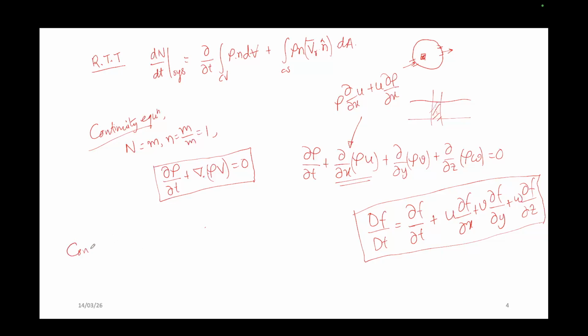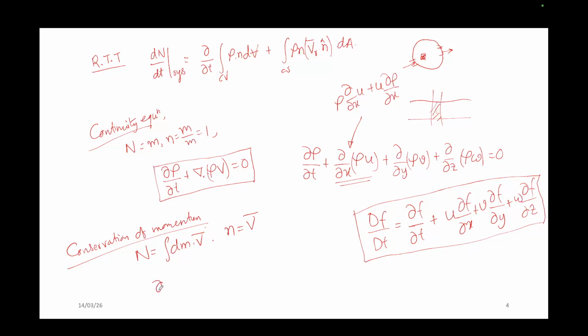Similarly, in the conservation of momentum equation, what do we have? Here we consider n as momentum, which is dm into velocity, right? And similarly, your n should be only velocity because it is per unit mass, right? And the final equation which you got, what is the final equation you got? So I have the final equation.